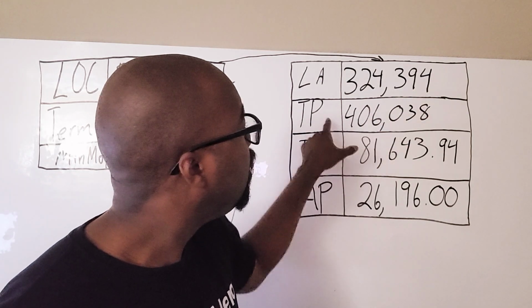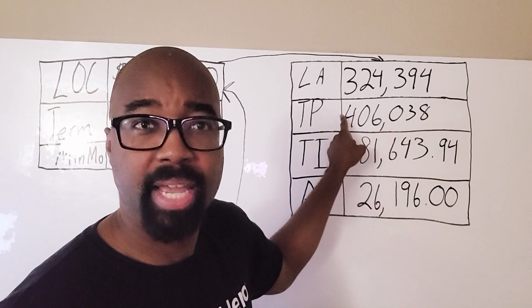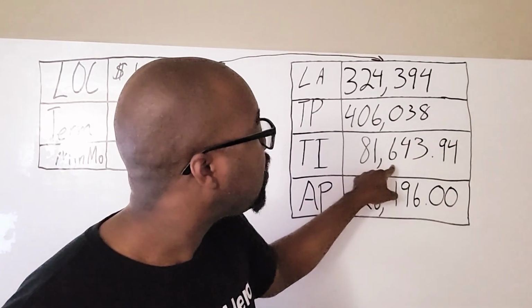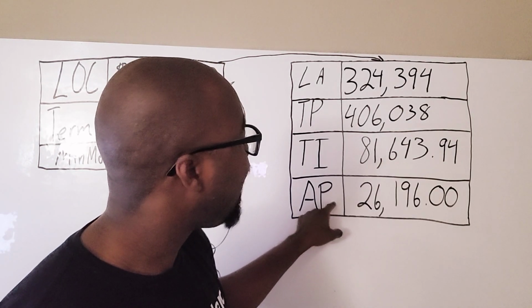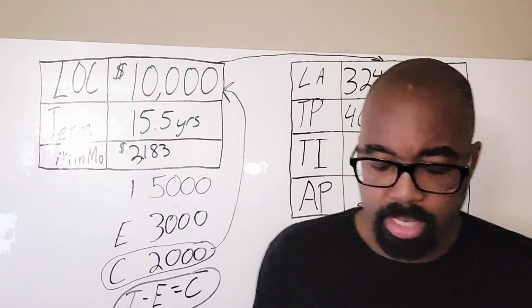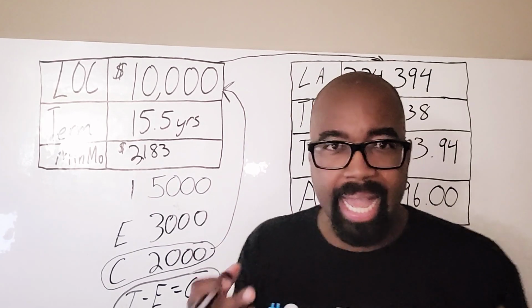$324,394. The total payment is $406,038. This is the bank's plan for you. The total interest, the bank's plan, $81,643 at 94 cents. And the annual payment, $26,196. Now, you're not going to get away from the monthly payment, but now you know how to pay it.